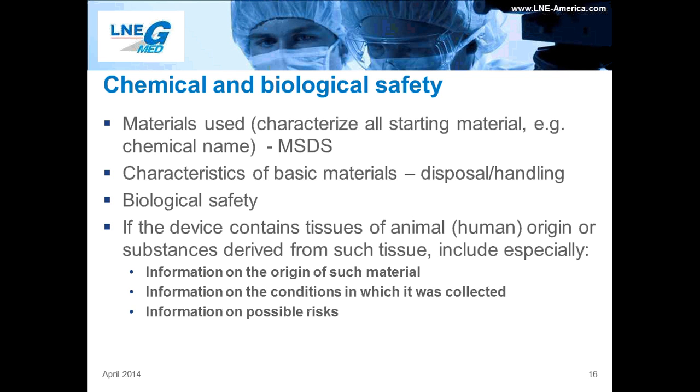So if the device does contain tissues of animal or human origin or substances derived from such tissue, during the review, we look specifically for information on those products with regard to the origin of that material, also the conditions in which that material was collected, and any information on potential risks. So this section should actually include more specific detail than the chemical and biological safety information noted in the general description of the device.